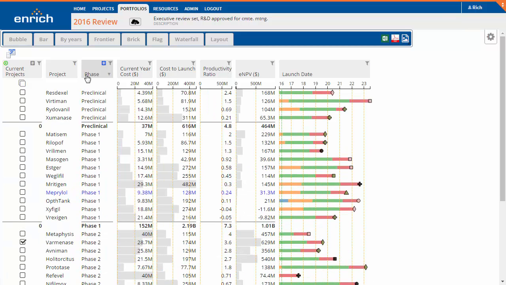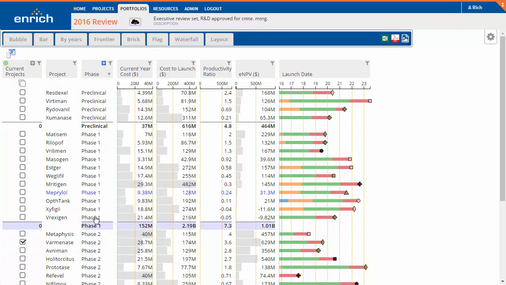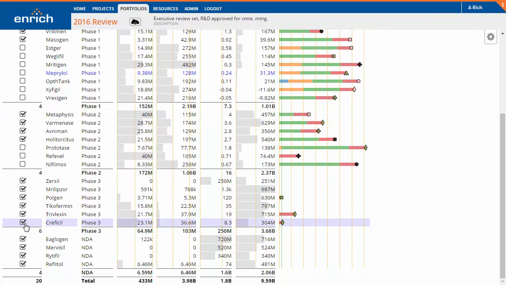Just as we saw on the dashboard, we've defunded all of our early stage projects, except for one phase 2 project here. We can add back in the most productive of our early phase projects in preclinical, in phase 1, and in phase 2. To avoid breaking the bank, we can defer some of the less productive projects in phase 3.